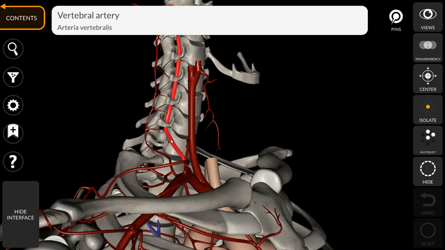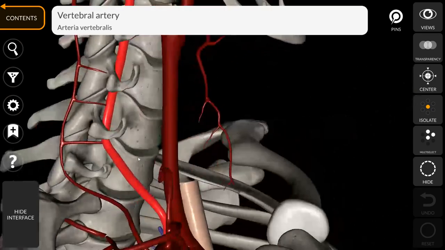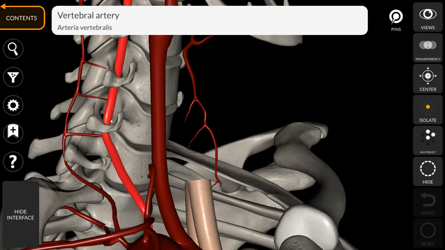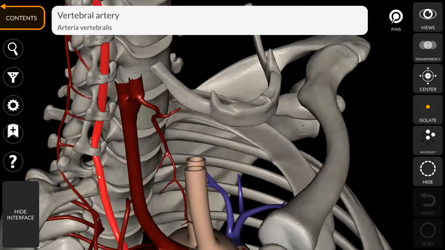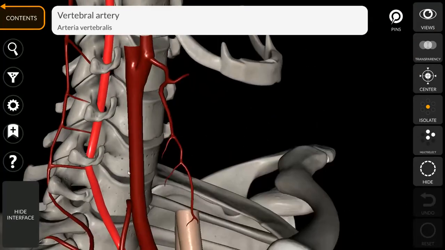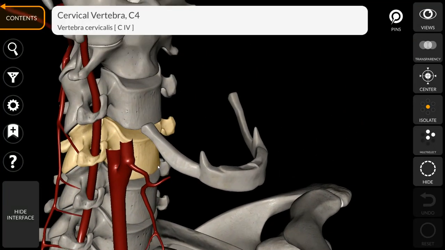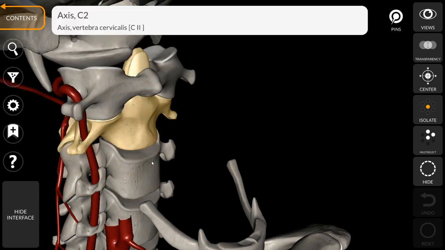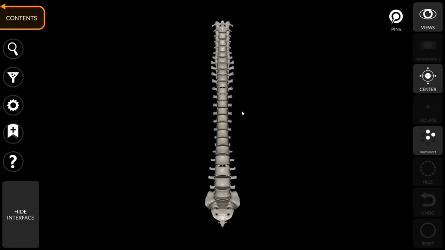So this vertebral artery, in order to supply your brain, must go through the foramina. It goes through this foramen known as the transverse foramina. So this is the transverse foramina for C6, then C6, C5, C4, C3, C2, and also C1. All these transverse foramina become the pathway for the vertebral artery. So back to your cervical vertebrae class.